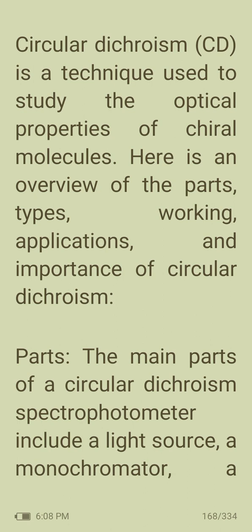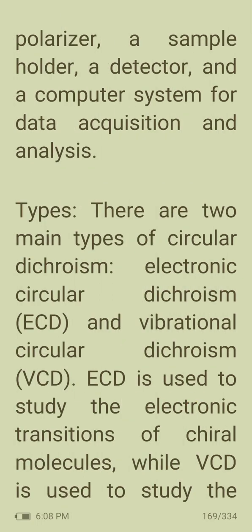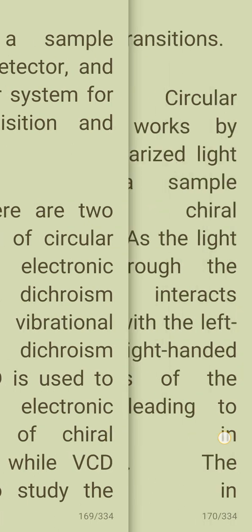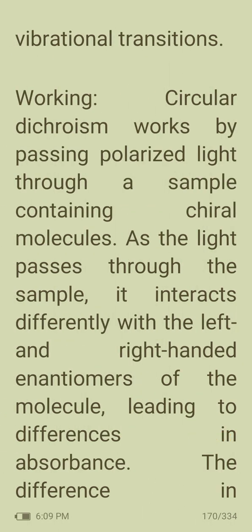The main parts of a circular dichroism spectrophotometer include a light source, a monochromator, a polarizer, a sample holder, a detector, and a computer system for data acquisition and analysis. There are two main types of circular dichroism: electronic circular dichroism, or ECD, and vibrational circular dichroism, or VCD. ECD is used to study the electronic transitions of chiral molecules, while VCD is used to study the vibrational transitions.